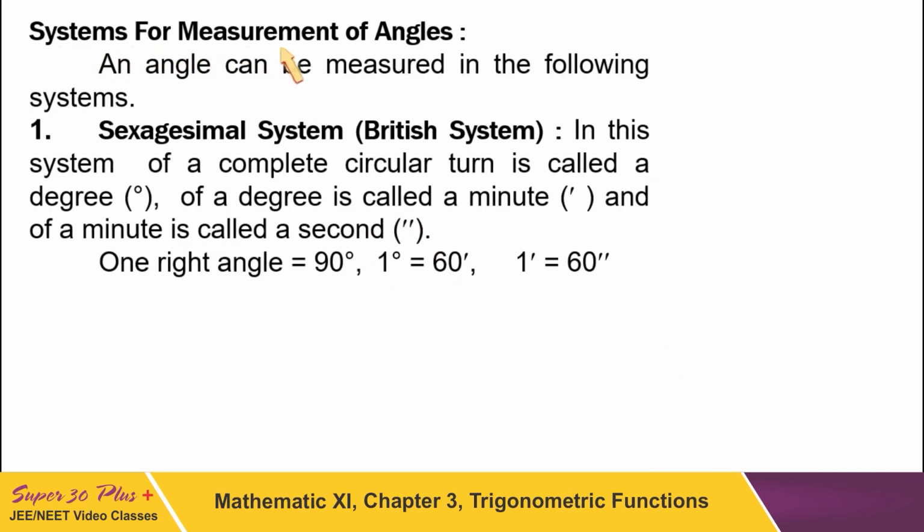What is the system of measurement of angles? An angle can be measured in the following systems. There are three systems: sexagesimal, centesimal and circular system. First is the sexagesimal system or British system. In this system, 1/360 of a complete circular turn is called a degree, 1/60 of a degree is called a minute, and 1/60 of a minute is called a second. In this system, one right angle is 90 degrees and 1 degree is 60 minutes. This is the symbol of minute, and 1 minute is 60 seconds. This is the sexagesimal system, British system, or you can say the degree system.